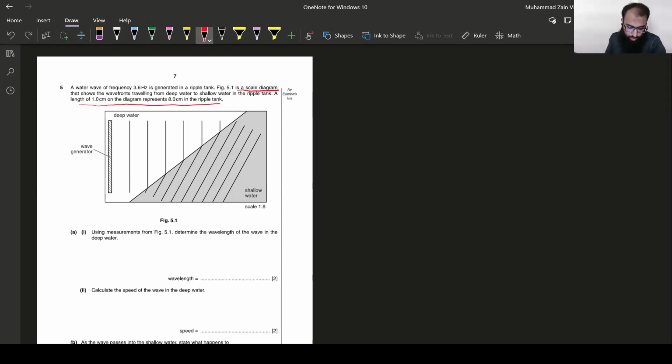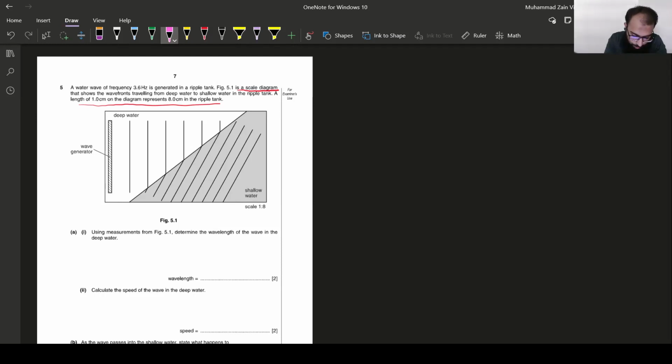Okay, so the question is, using measurements from figure 5.1, determine the wavelength of the wave in the deep water. Using measurements means that we need to measure it ourselves. You need to have a scale with you during the exam, and you need to use the scale to make these measurements. So by using these measurements, we need to determine the wavelength of the wave in deep water.